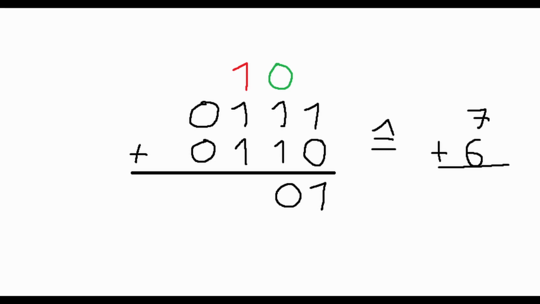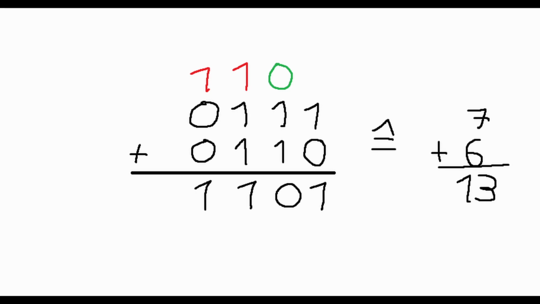Now, here we have 1 plus 1 plus 1, which is equal to 3. But again, we don't have a 3 in binary, so we have to use 1, 1. So we write down the 1 and carry the 1 to the next place. At last, we just have to add 1 plus 0 plus 0, which again is an easy 1. Now, we have 1101, which is equal to 13. And that's great, because 7 plus 6 is indeed equal to 13.